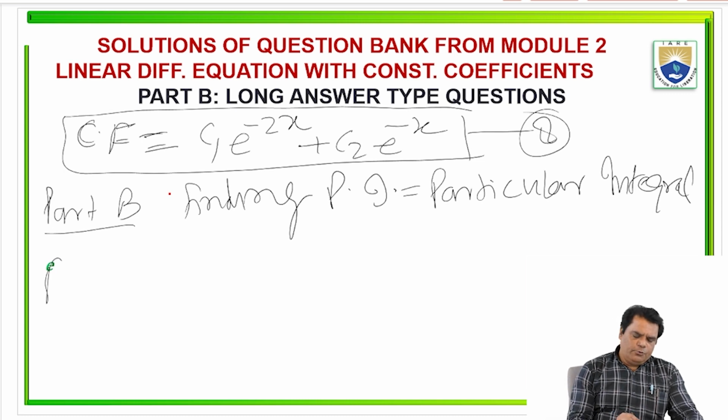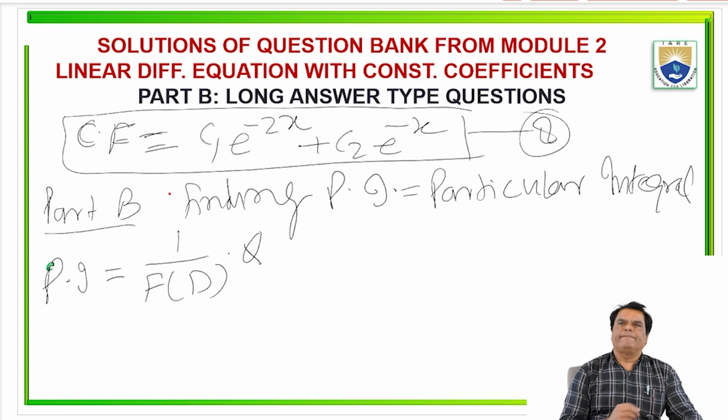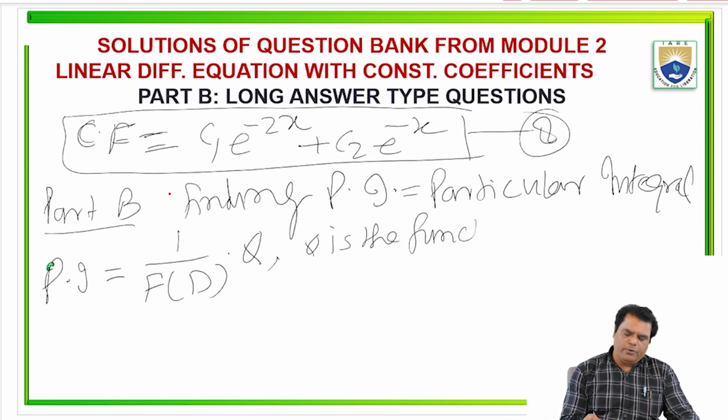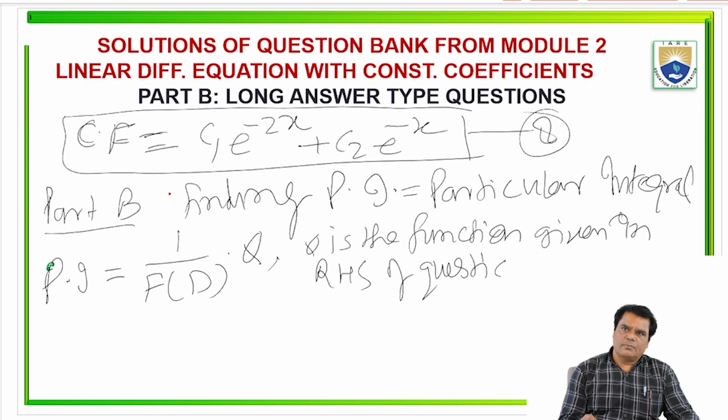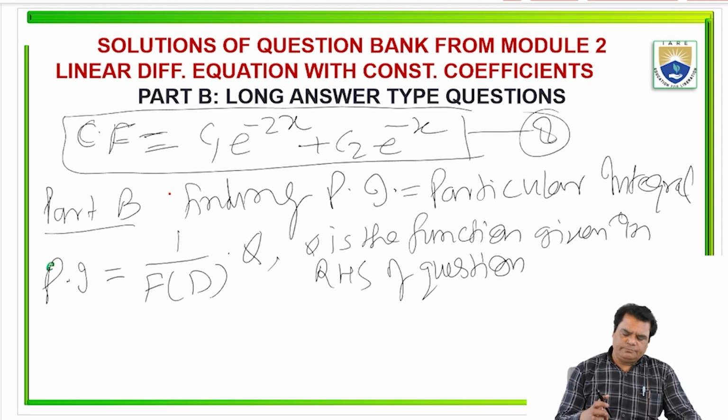So here the formula of PI is 1 upon F(D) into Q. Q is the function on the right hand side. Q is the given function in the question, the function given on the right hand side of the question.